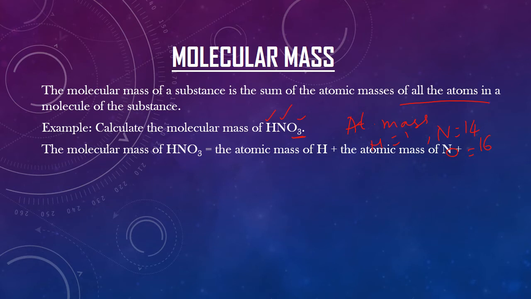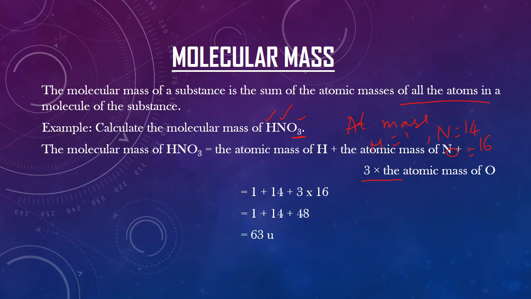So the molecular mass of HNO3, that is nitric acid, will be atomic mass of hydrogen plus atomic mass of nitrogen plus 3 into atomic mass of oxygen, because we have 3 atoms of oxygen. So the molecular mass of nitric acid will be 63 U. U is the units for molecular mass.